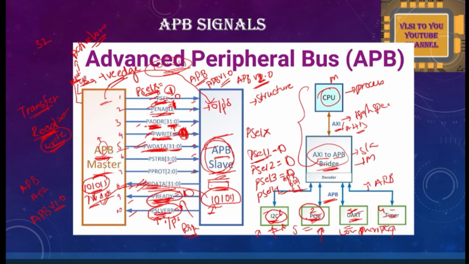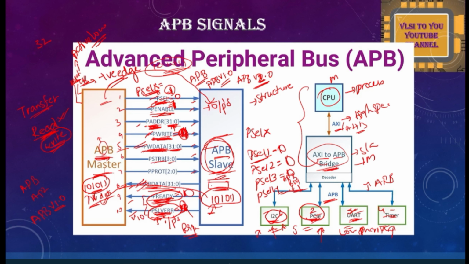If PSLVERR equals 1, then this indicates there is an error in your transfer. If PSLVERR is 0, there is no error, everything is fine. Here SLVERR means slave error. That means the slave is telling you that there is some error in your data transfer, and you should check that out. That is the work of PSLVERR. So these two were introduced in version 1.0.